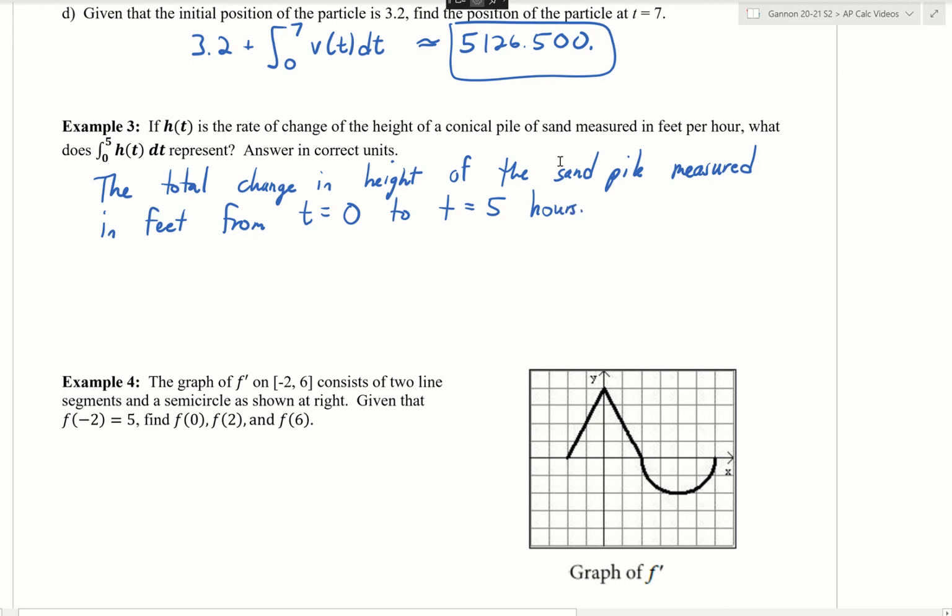All right. So there are some things you want to make sure you have in there. It's the total change in height of the sand pile. It's measured in feet, and the limits of integration from 0 to 5 represent the time from 0 to 5, and time is measured in hours. So you really need to make sure you have all of those pieces within there.